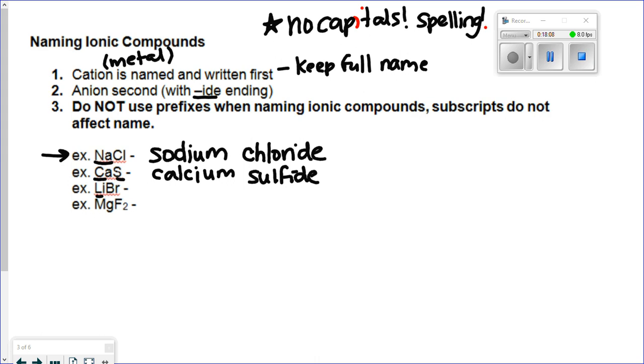Next one, you'll notice that in these formula units, or in our formula, it looks like the metal is always the first letter or letters, and then your nonmetal is the second, and that's how it should be. So the next one, lithium bromide. And the last one here, our metal is magnesium.